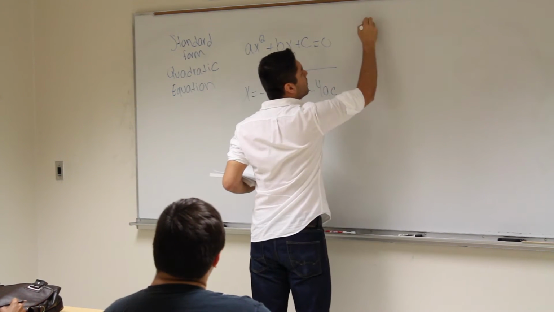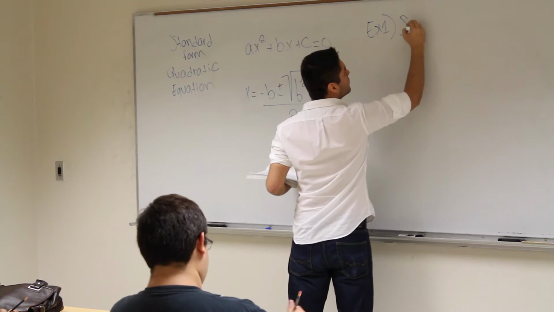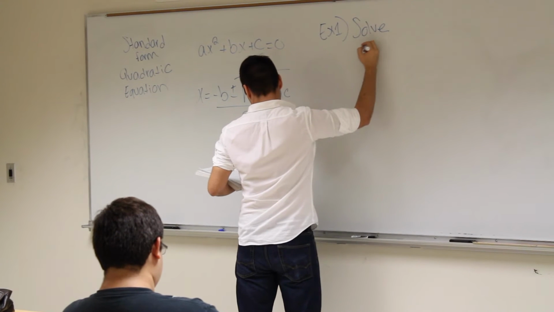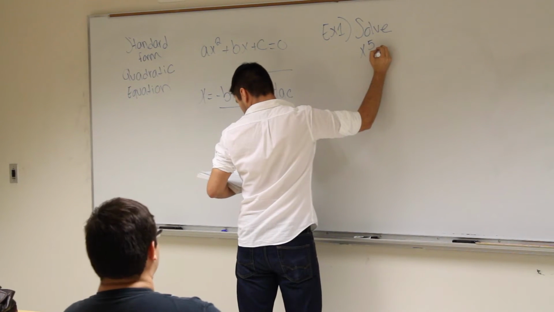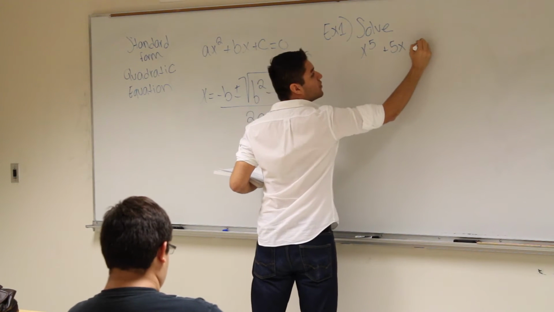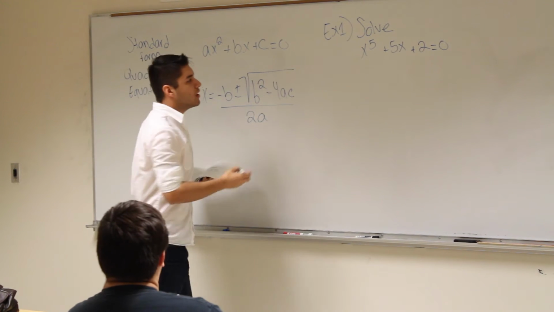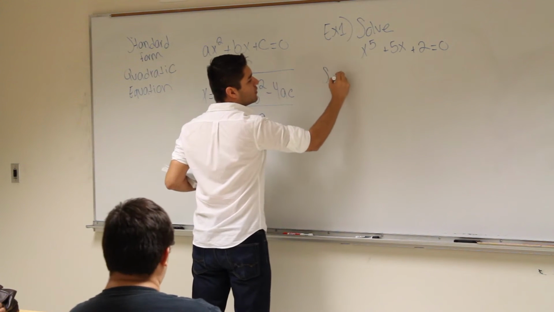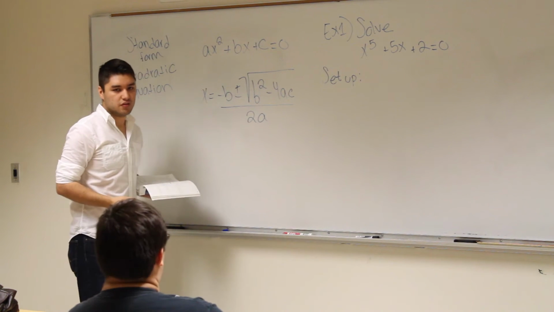Example number 1. We're asked to solve x to the 5th power plus 5x plus 2 equals 0. All right, so the first thing that we're going to do is a setup. So we want to find our a's, our b's, and our c's.